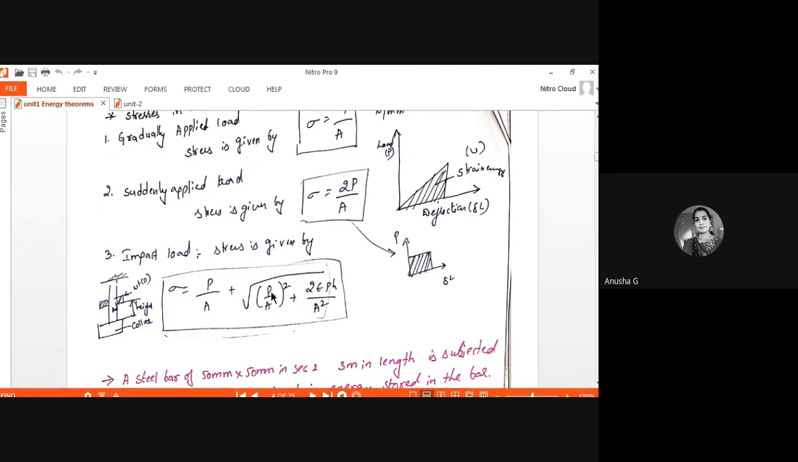But for our syllabus, structural analysis 1, strain energy method, here we have only the gradually applied load. You have to consider only this case. For MTech level, you can go for the impact load and suddenly applied load. Here we will consider only the stress in gradually applied load, that is P by A. Now we will observe some problems.